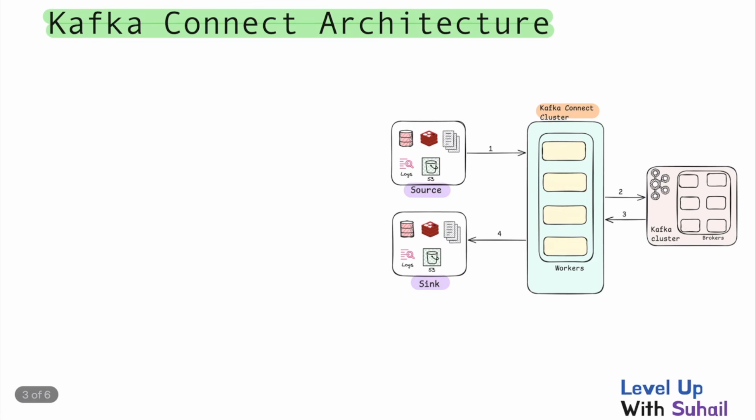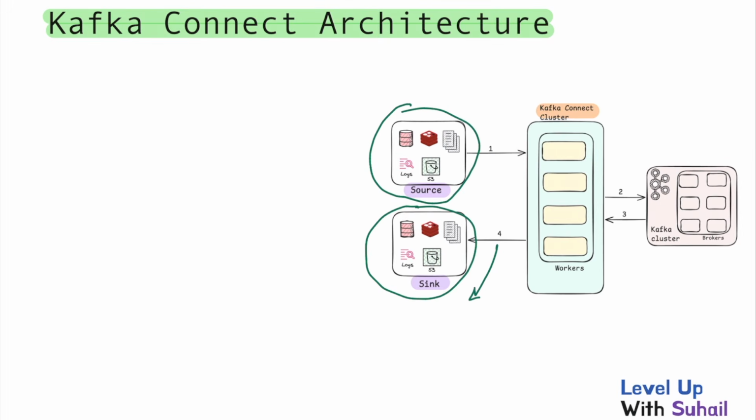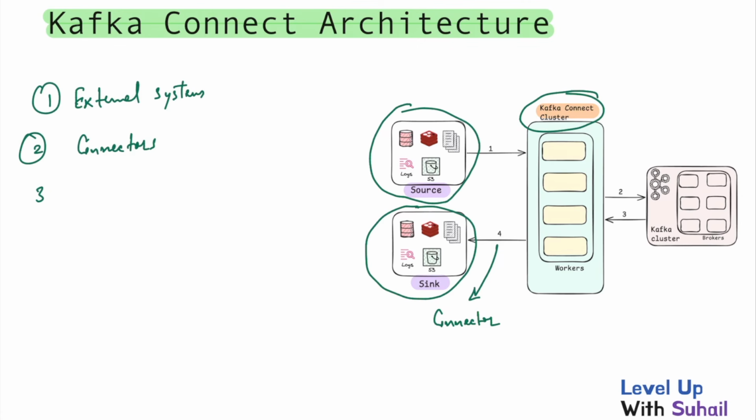So the first one is external systems. If you see, these are the external systems. The second thing is connectors, through which these external systems are connected to the Kafka Connect cluster. So these are connected via the connector. Let me write here. The first point is external systems. The second point is the connectors. The third point is that the connector has to do some kind of job.